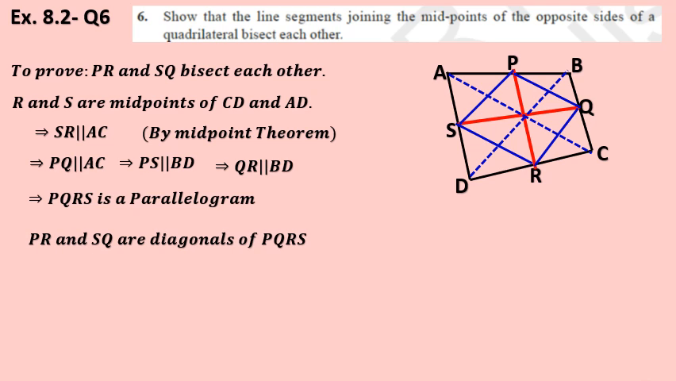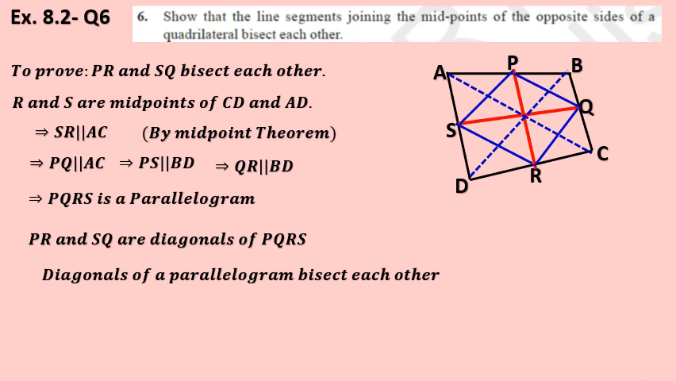Now PR and SQ, they are the diagonals of the parallelogram PQRS. And we know that diagonals of a parallelogram bisect each other. Therefore, we have proved that PR and SQ bisect each other.